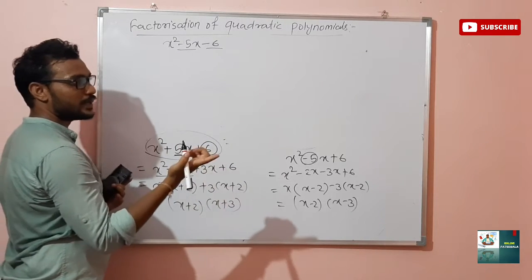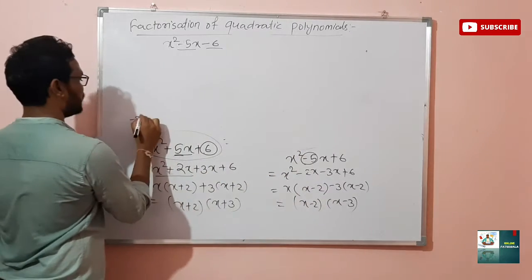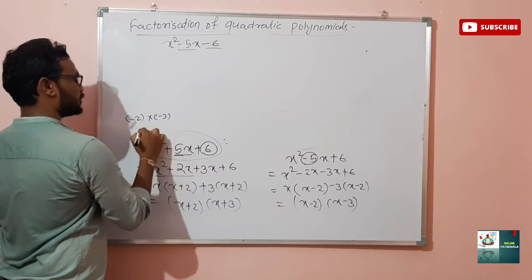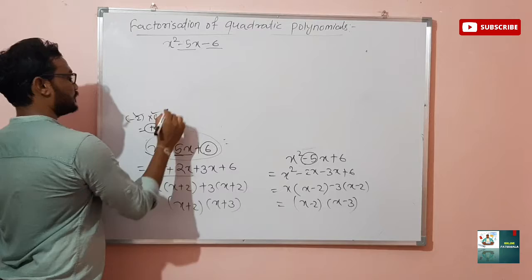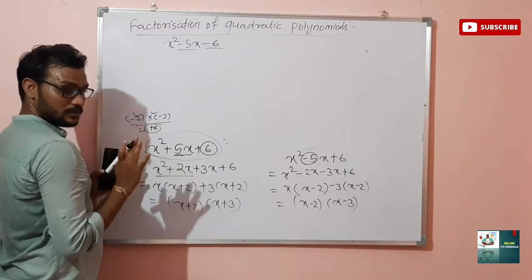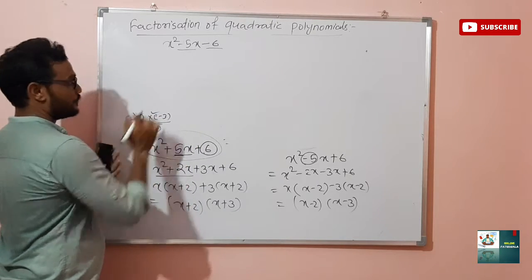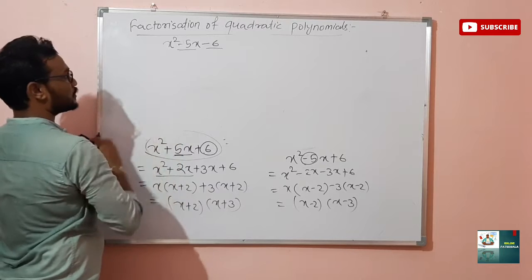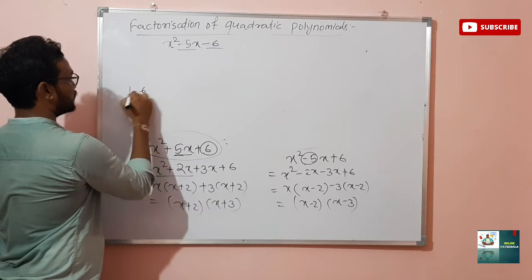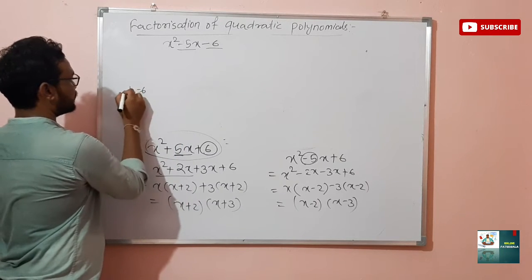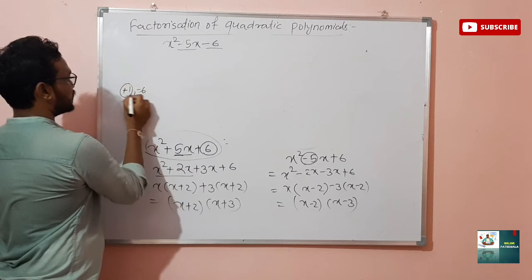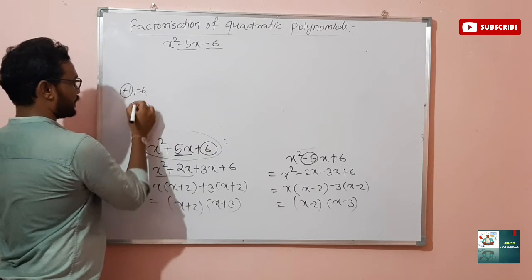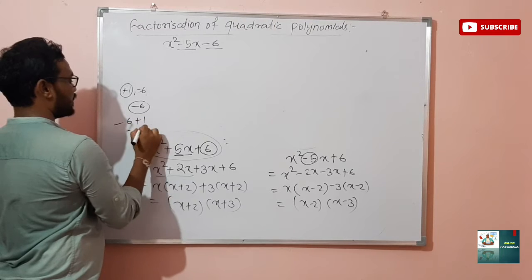If we multiply two negative numbers, suppose minus 2 into minus 3, that is plus 6 now. So we can't take these two numbers. So find the factors of 6: there is 1 and 6. If I take minus 6 and 1, then minus 6 into 1 is minus 6, and minus 6 plus 1 is also minus 5.